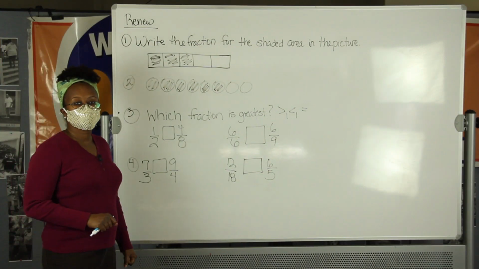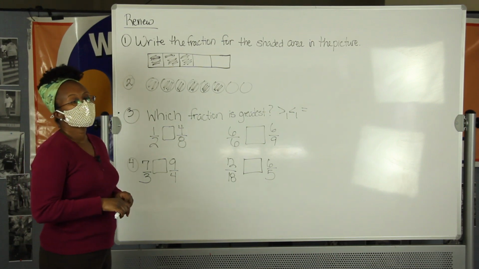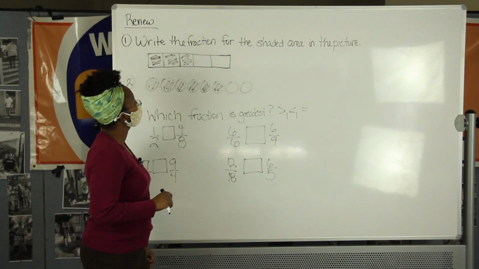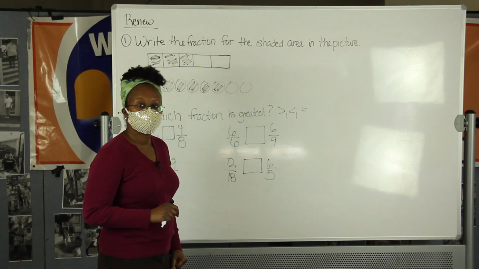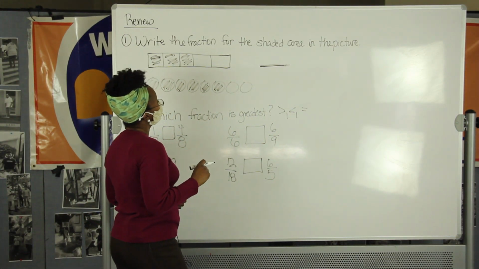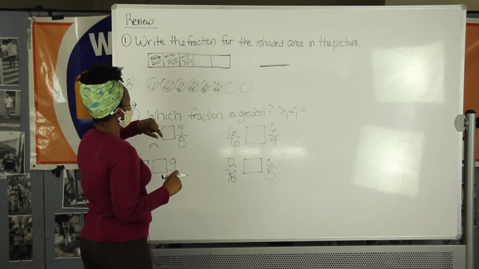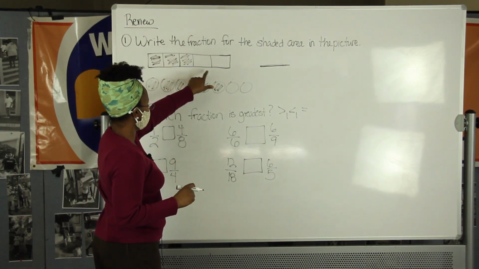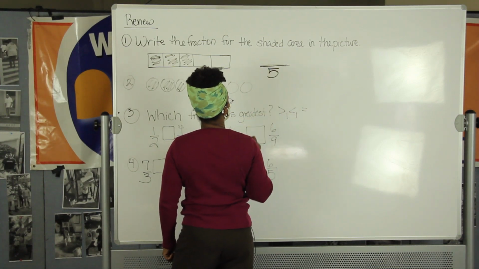Now that you've answered these questions on your own, we are going to review the answers. Starting with question 1, you're going to write the fraction that represents the shaded area in the picture. So we know that with all fractions, the denominator gives us the total number of parts to the object that we're going to look at. And so let's count those. We have 1, 2, 3, 4, 5. So that's how many parts we have in all.